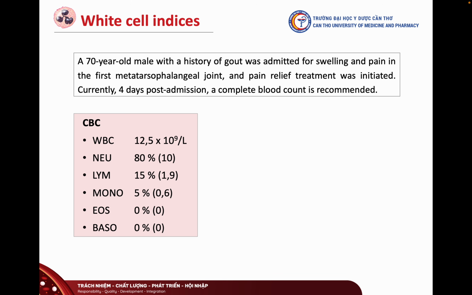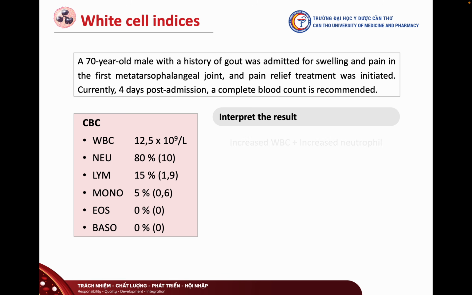Let's take a closer look at this case. We have a 70-year-old male with a history of gout admitted to a hospital for swelling and pain in the first metatarsophalangeal joint. He's already receiving pain relief treatment, and now on day 4 of admission, a CBC is performed. The results show the WBC is 12.5, so it is elevated, and the neutrophil is 80%, with the absolute count of 10, significantly increased.